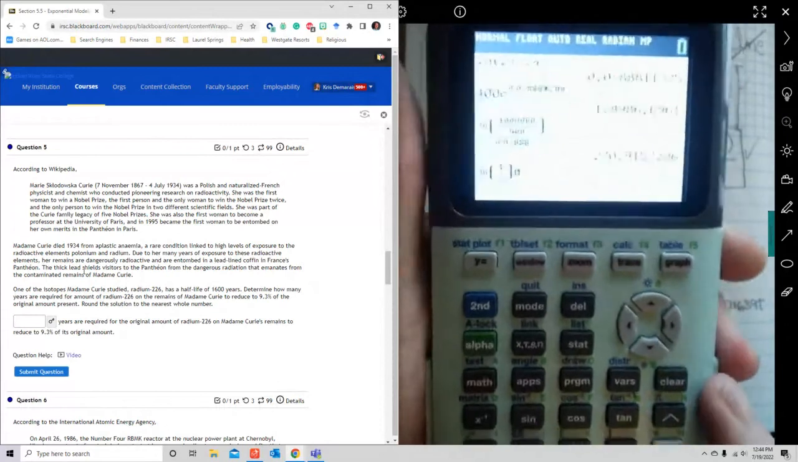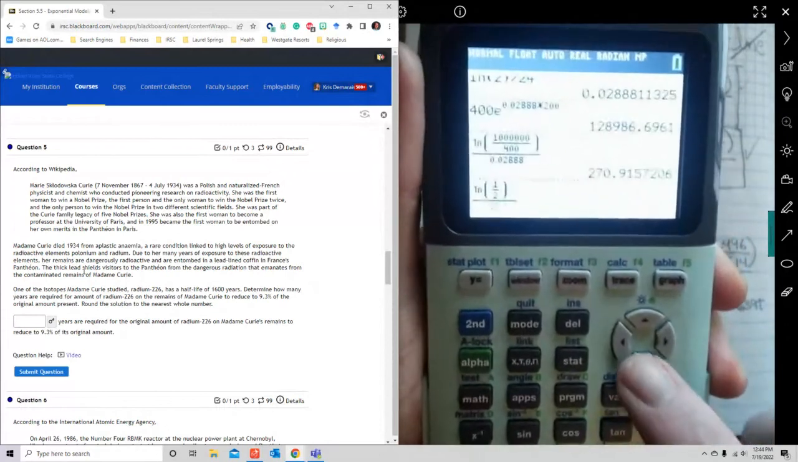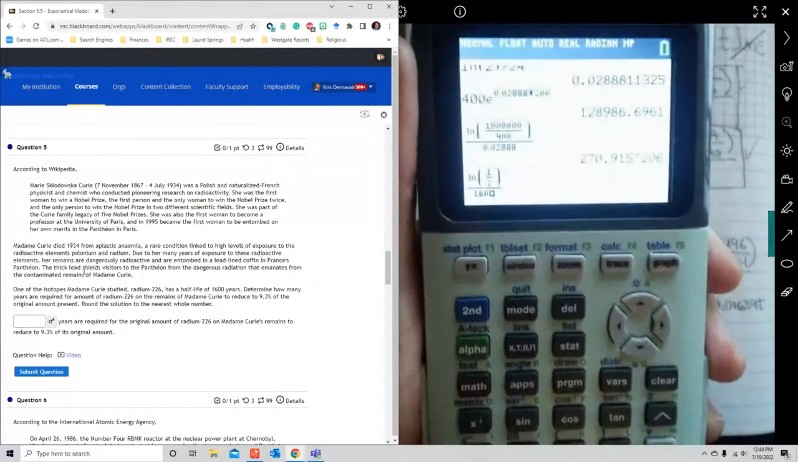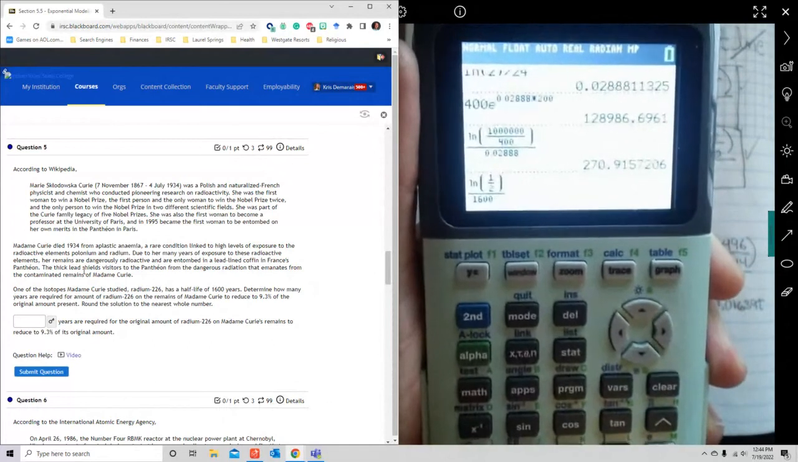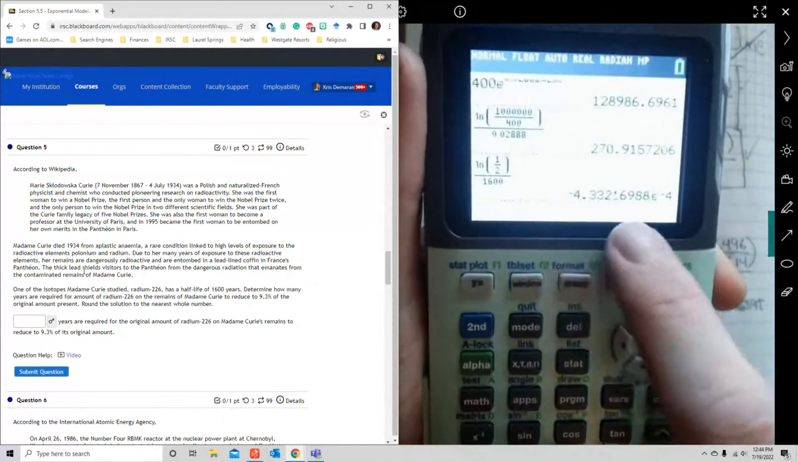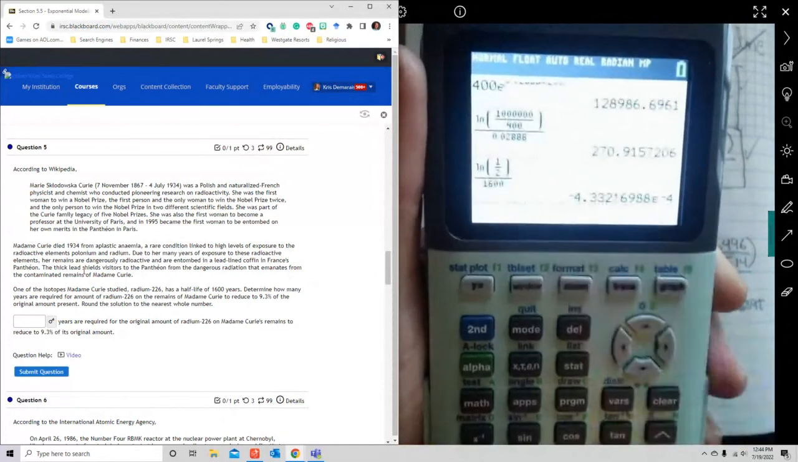So there's my ln of 1/2, and then I'm going to divide it by the number of years that it takes to get one half-life, so 1,600. And then that's the number system that we're looking at.